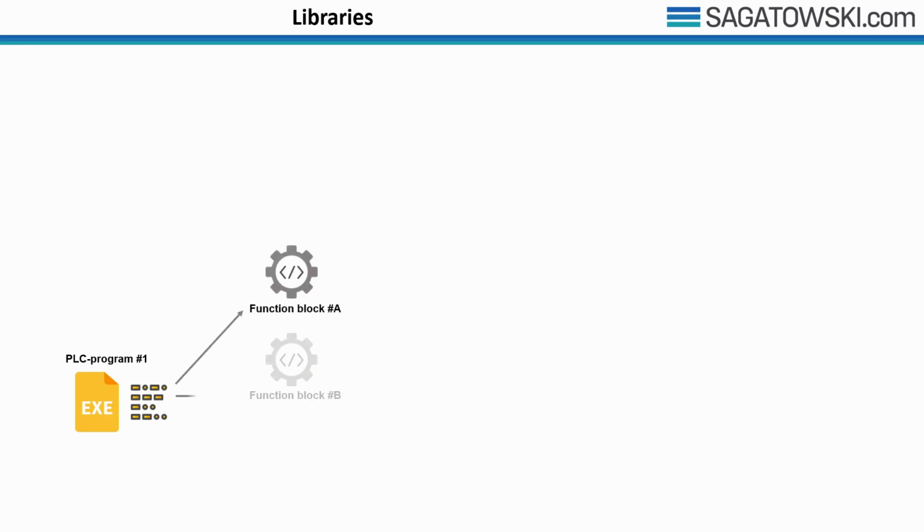Let's imagine you are developing a PLC program for a machine. Let's call it PLC Program 1. When developing this program, you will implement various function blocks that make up the functionality of the program. In this case, it's a simple program with 3 function blocks, A, B, and C.